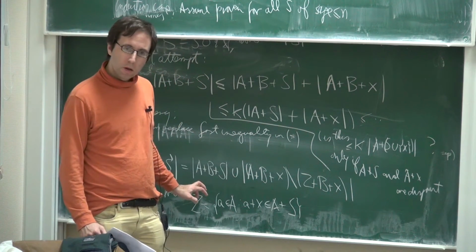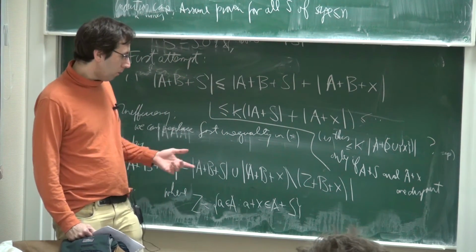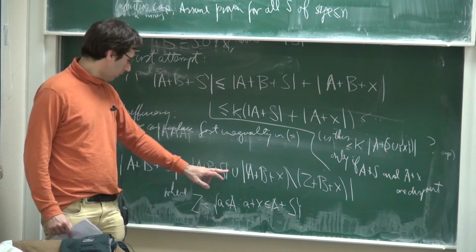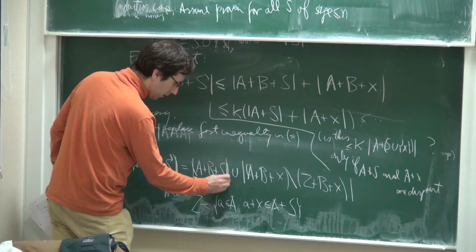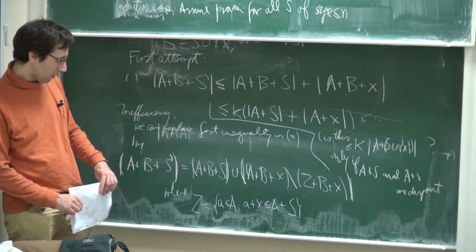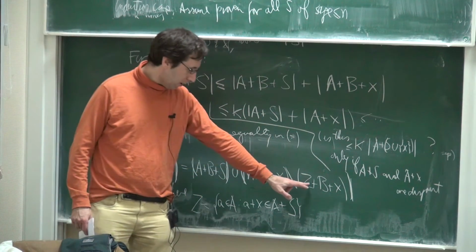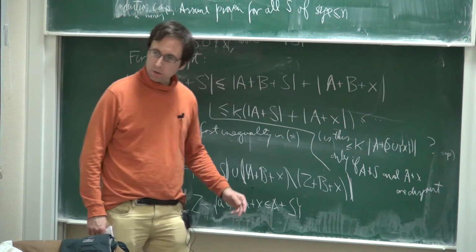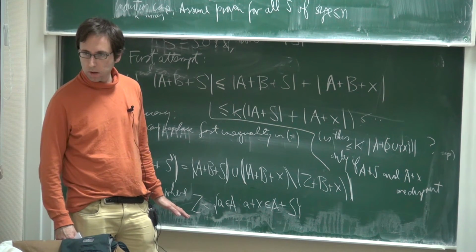So why is this true? It's because I don't need these elements, Z plus B plus X, because all of those elements of Z plus B plus X are already contained in here. So in fact, this is an equality as cardinalities because this is a disjoint union of sets. This is the set of all a in A such that A plus X is already contained in A plus S. And here you use the abelian group.